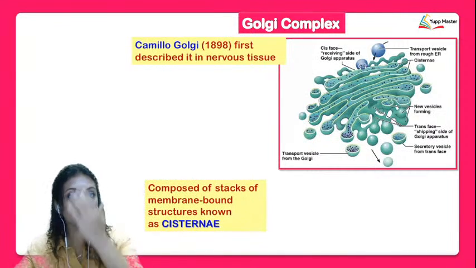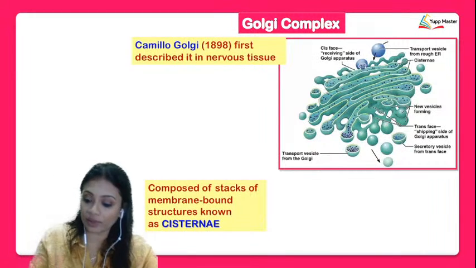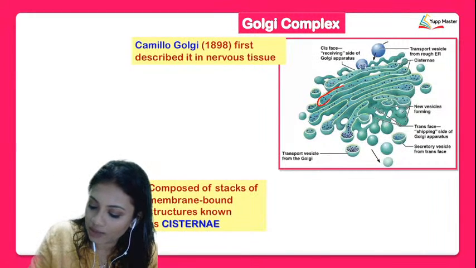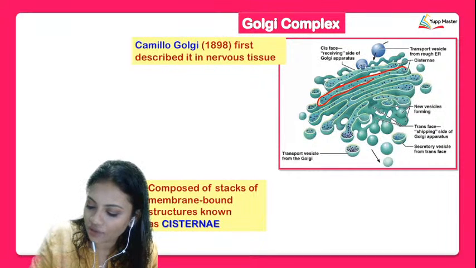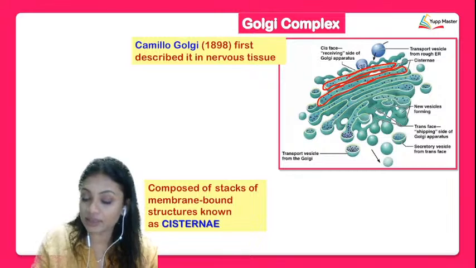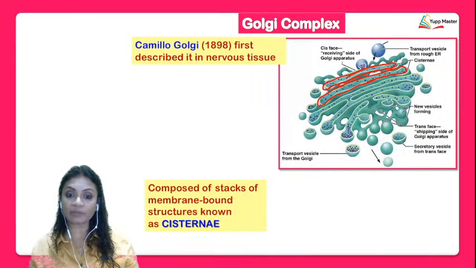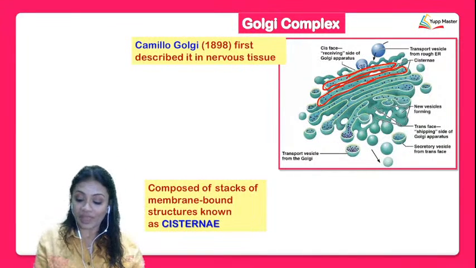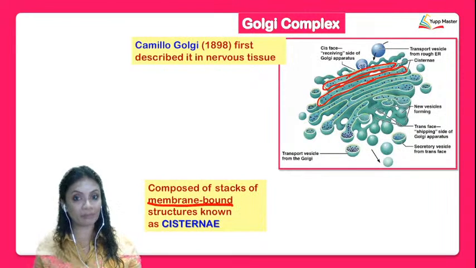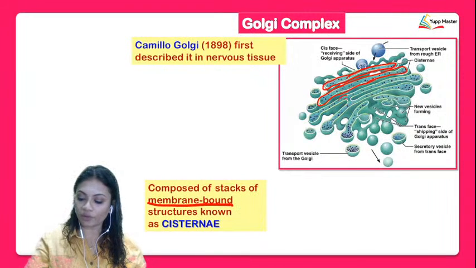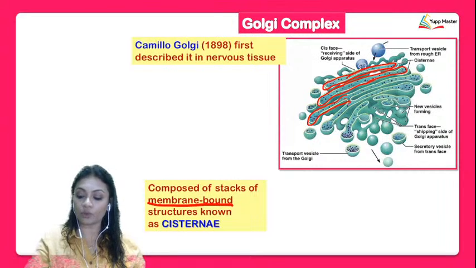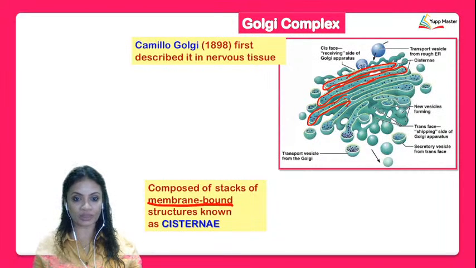What is it composed of? It's composed of these stacks. Can you see how these are stacks? And these stacks that you're seeing here can also be called cisternae. They are membrane bound. What do you mean by membrane bound? Can you see how I've drawn this red line? They have a membrane around them. So those are membrane bound cell organelles.